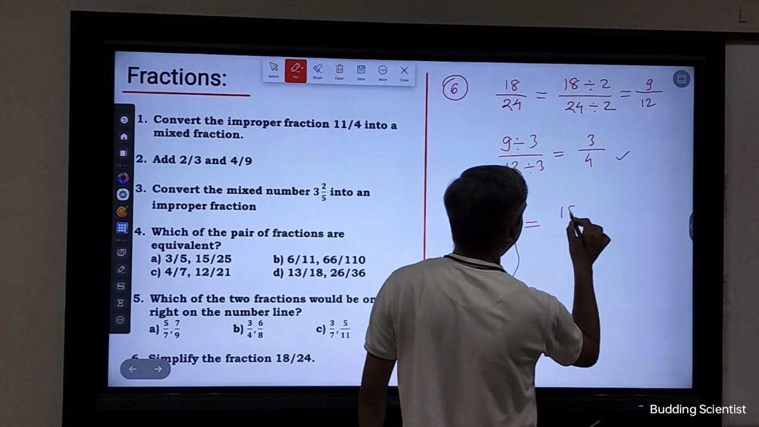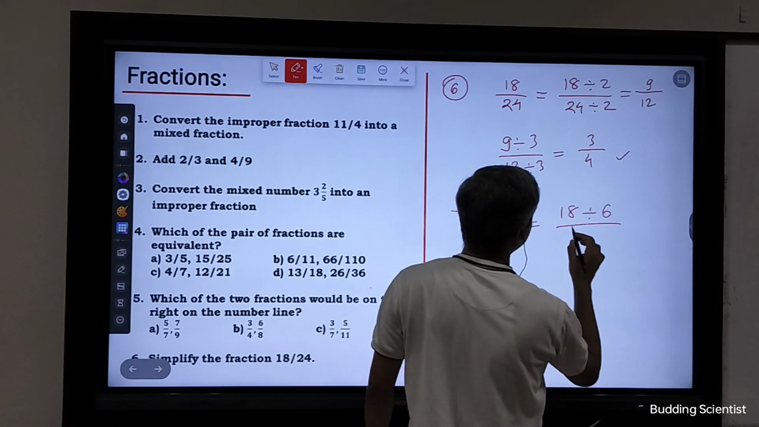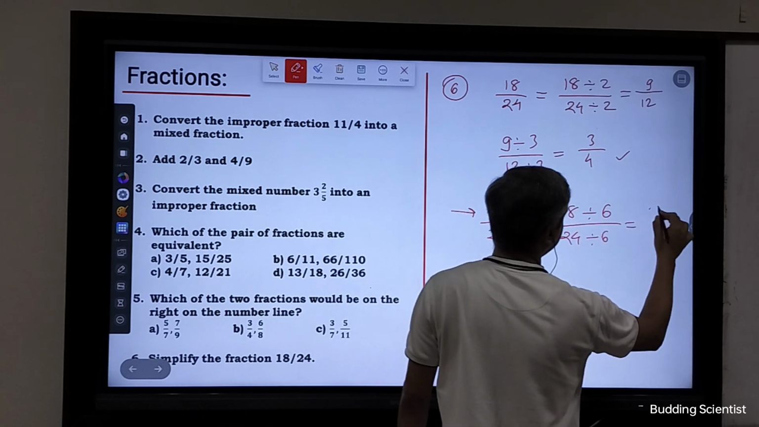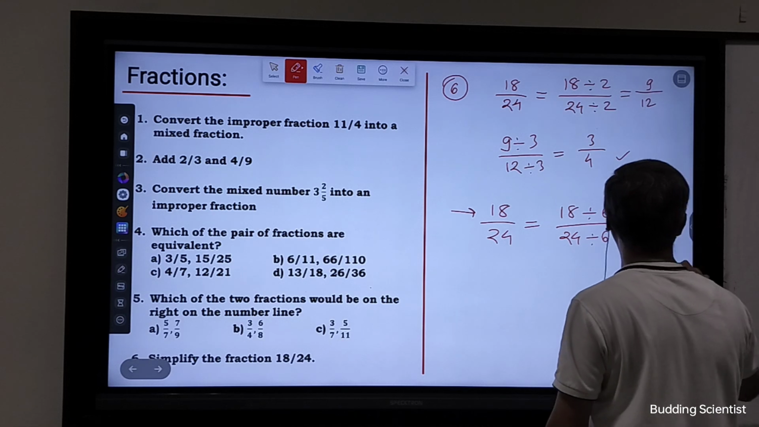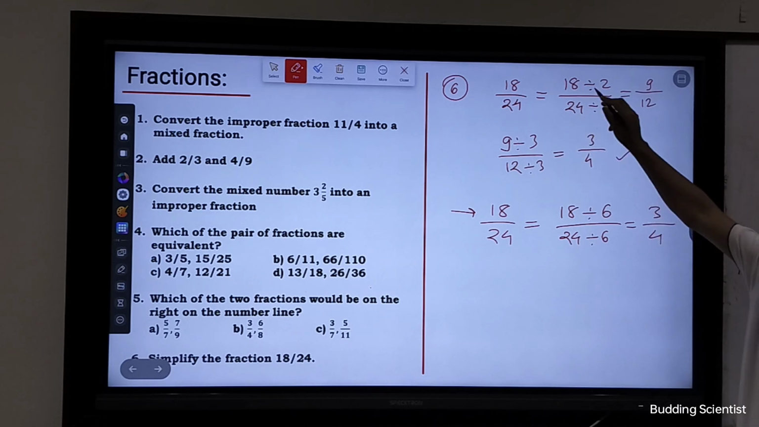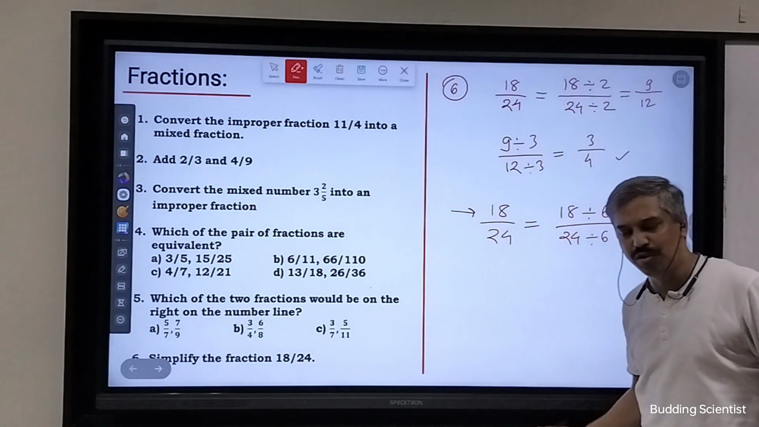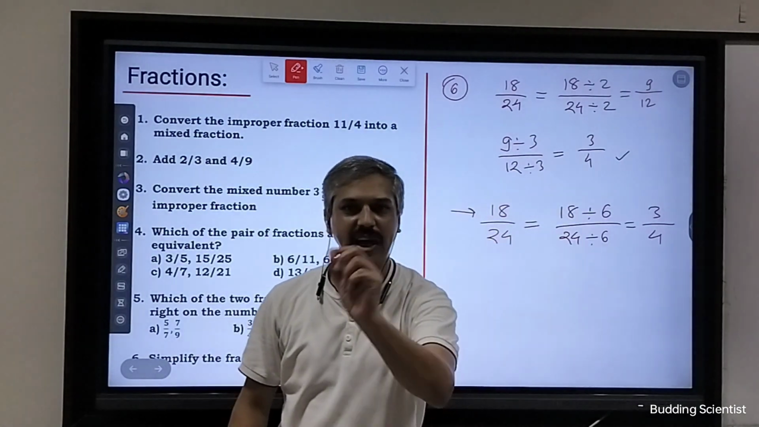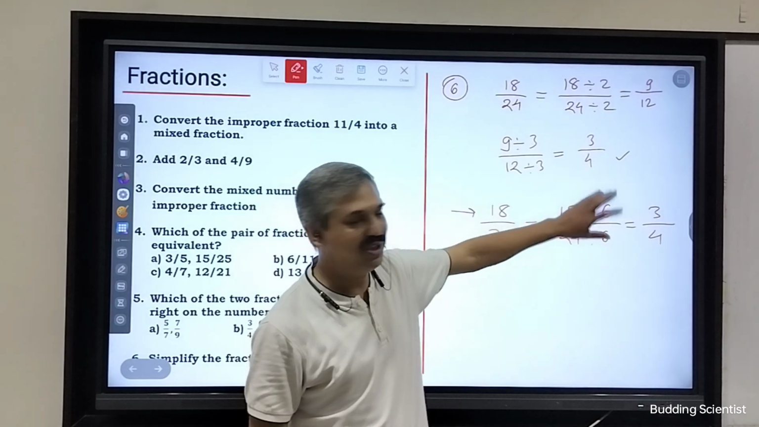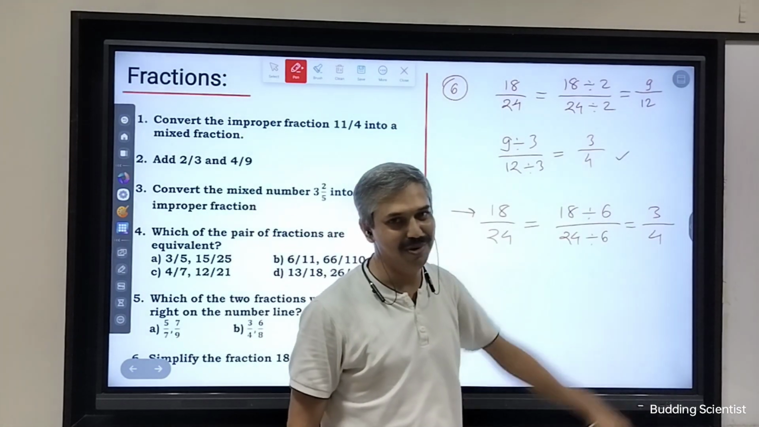This is equal to 18 by 6 upon 24 by 6. 18 by 6 is 3, 24 by 6 is 4, 3 by 4 is the answer. The answer we got is the same. Method is different. The answer is not different, because I said we write with the right hand, we write with the left hand. Mathematics does not change. Whichever method you take, the answer will not change.